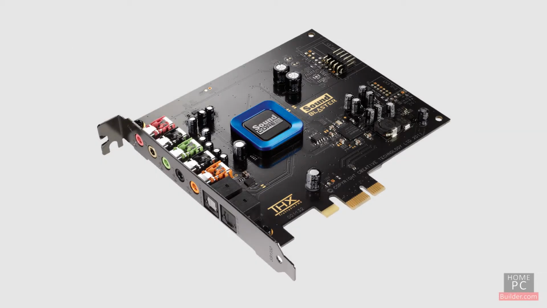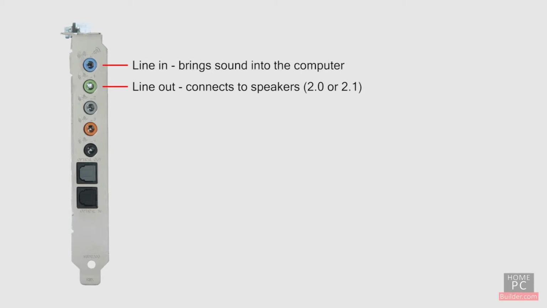To bring sound into your computer and output the sound to speakers or a recording device, there are several connections available. All sound cards have three basic connections. A line out, which gives you stereo right and left to connect your speakers, called a 2.0 or 2.1 configuration. More on this later. A line in for bringing in sound from a TV or another audio device, and a microphone input. Mid and high-end sound cards have more connection options.